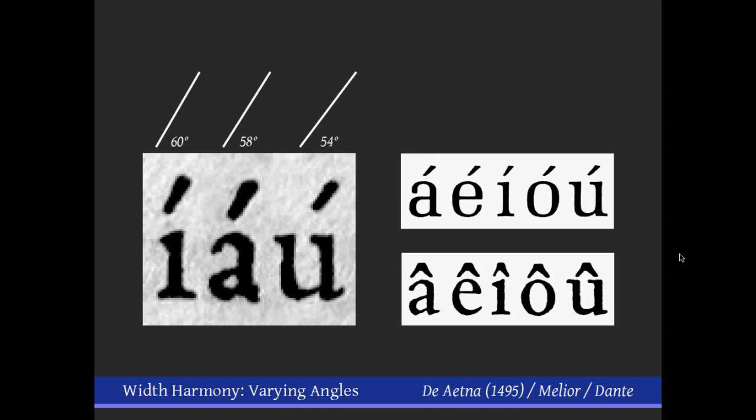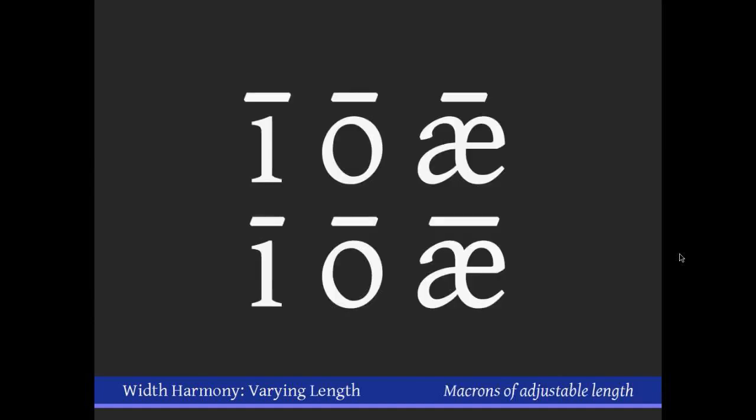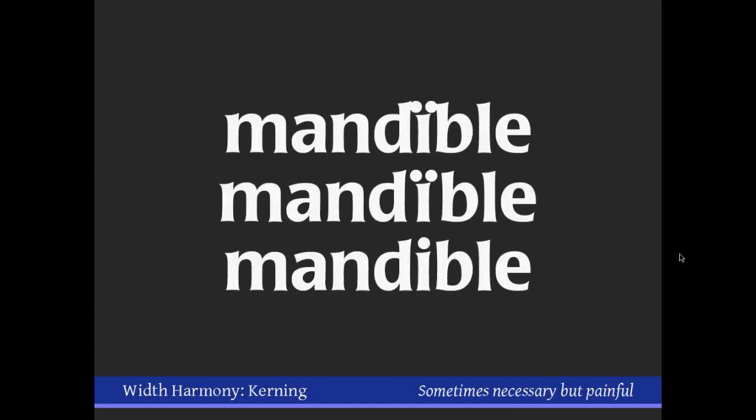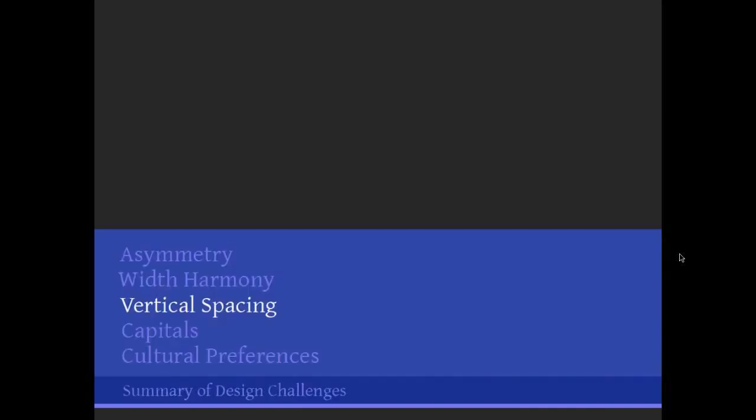This has been also done in the 20th century. Melior and Dante, Mardersteig and Zapf did this. You could also vary the length of the macron. You don't see many examples of this, but it could be useful. Finally, you could also use kerning. I'll rush on through this. The next issue, vertical spacing.